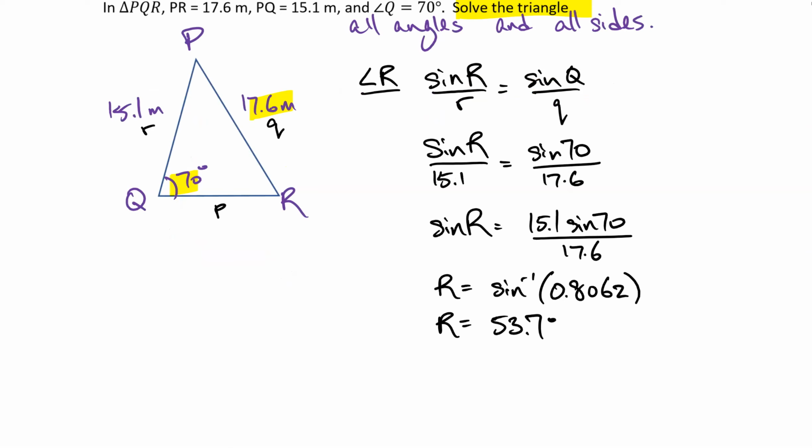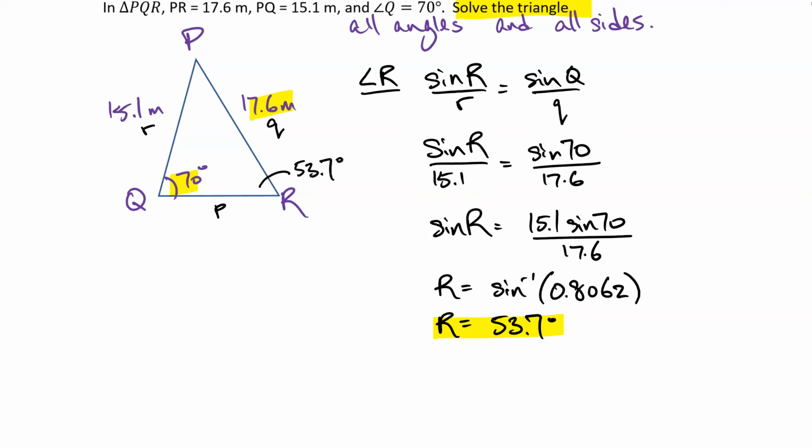Did you get this answer? It looks to be angle R is 53.7. Just make sure you set up with the sine law. You're going to sub in, you're going to multiply the 15.1 to both sides so that you can really isolate that R. And I just figured out what 15.1 times sine 70 divided by 17.6 was as a decimal. And then you've got to do sine inverse to both sides so you can get the R by itself. And I got 53.7, so I can write that in. 53.7 degrees.